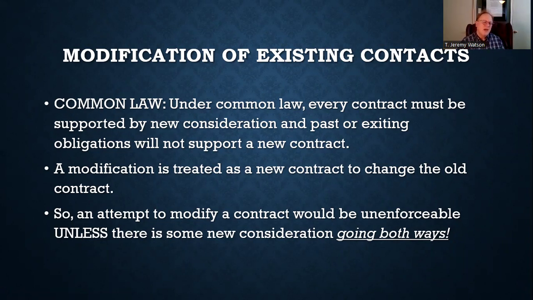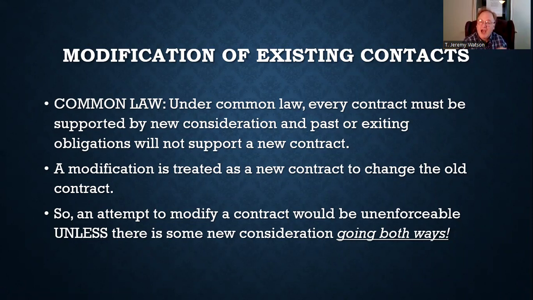All right. So the common law said that every contract had to be supported by consideration, right? That's the rule. We already know that one. But the common law treated a modification of a contract, an attempt to amend a contract, as a whole new contract. And that whole new contract then had to be supported by consideration. So think of it this way: if we've already got an existing contract, then a modification is just a contract to change the old contract. So it's a new contract.